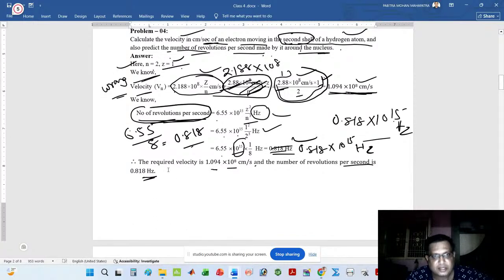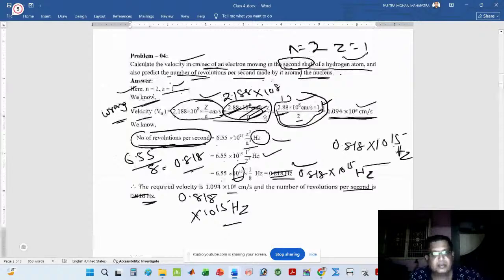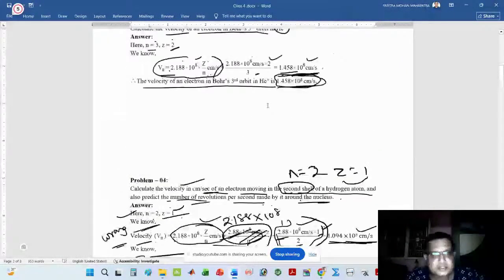Okay, here also I can change. Answer is 0.818 or 15 hertz. This is the answer, the number of revolutions per second. These are a few problems I have given in this class.